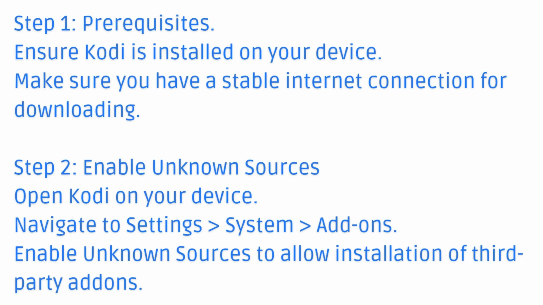Step 2. Enable unknown sources. Open Kodi on your device. Navigate to Settings, System, Add-ons. Enable unknown sources to allow installation of third-party add-ons.